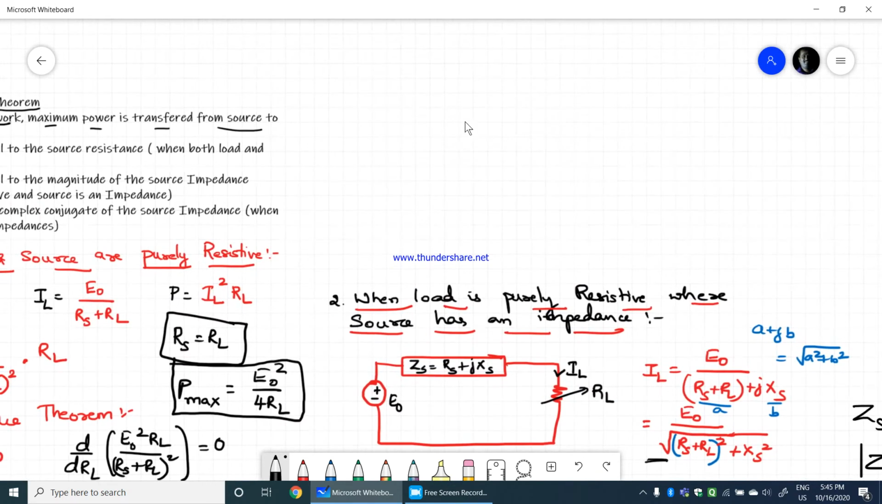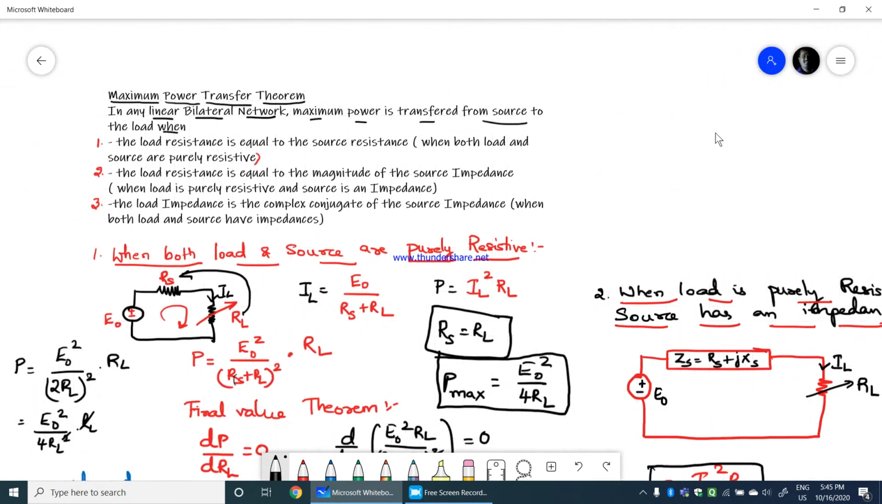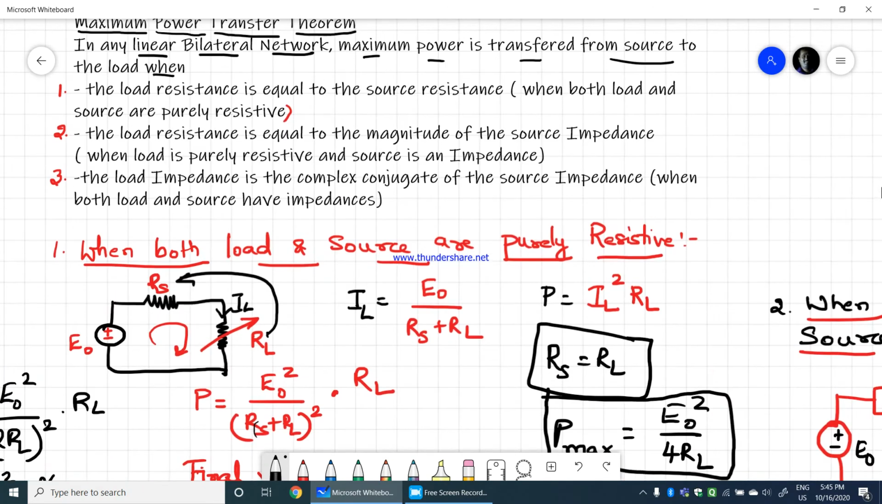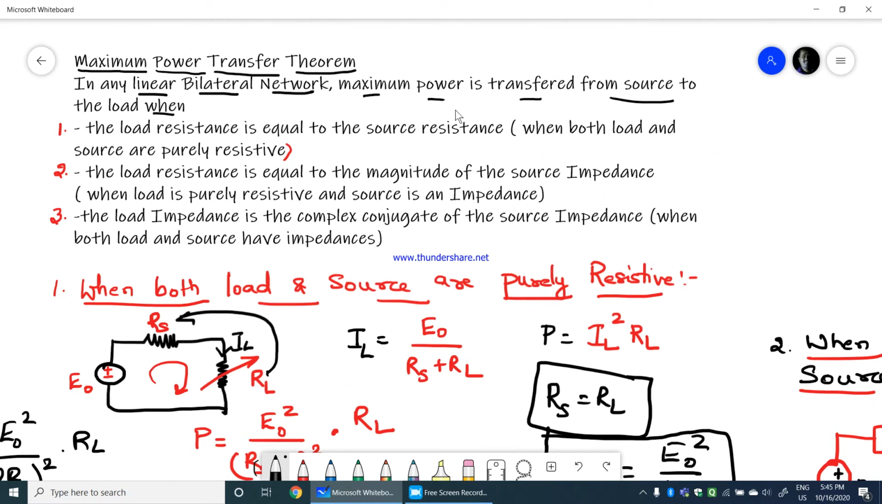Now if you go back to the statement, with these three derivations we have done, see here in the statement it says, in any linear bilateral network, the maximum power is transferred from source to load when the load resistance is equal to the source resistance. That is what we have derived, RS equals RL. And in the second condition, the load resistance is equal to the magnitude of the source impedance. That is what we have derived, RL equals magnitude of source impedance. Then the load impedance is the complex conjugate of the source impedance. That is what we have derived.